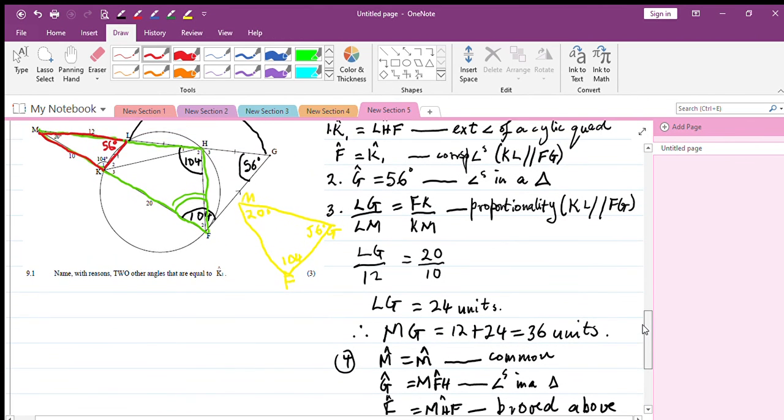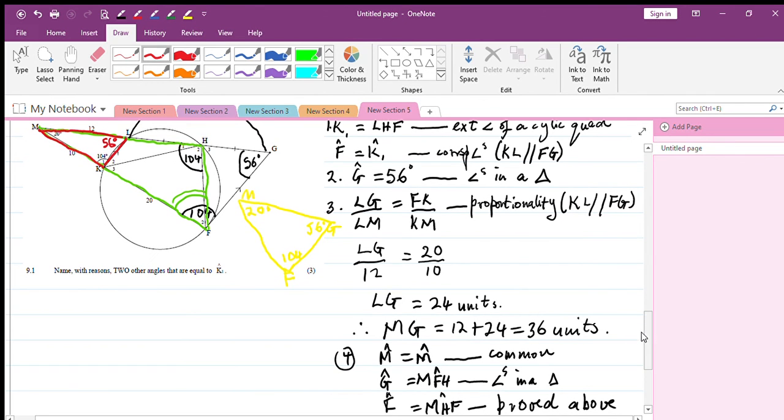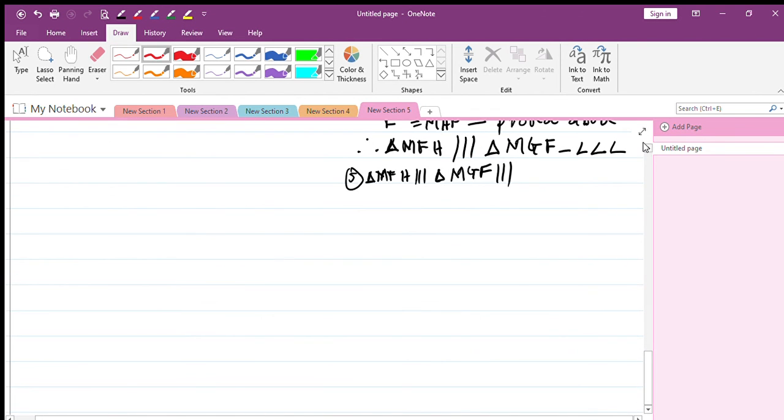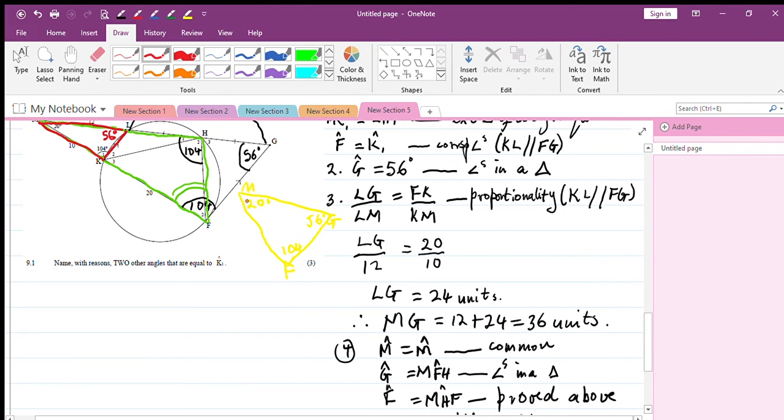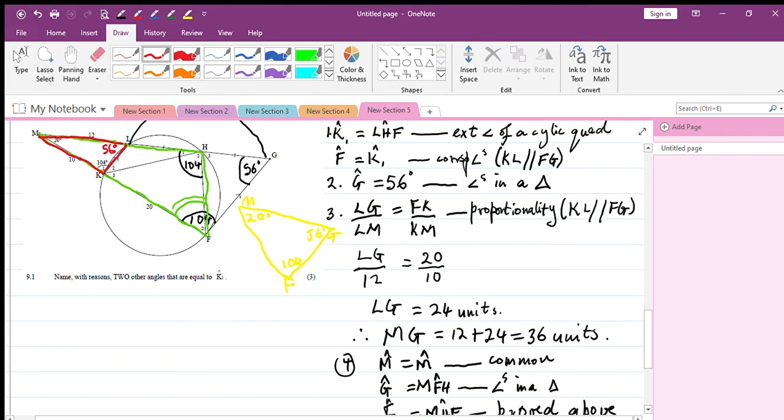So the next important thing is to write this similarity in the correct order. So how do we write that order? MFH is 20, 104, 56. So we need to follow that order. Let me go again. MFH is 20, 104, 56. So here we're going to go 20, 104, 56. What is that? It's MKL.